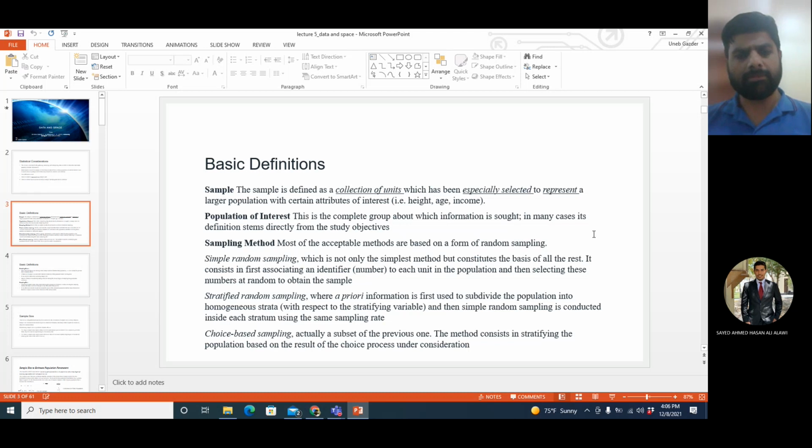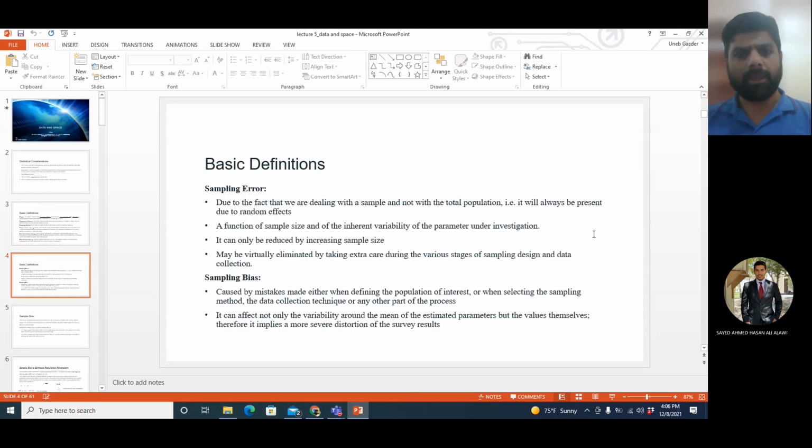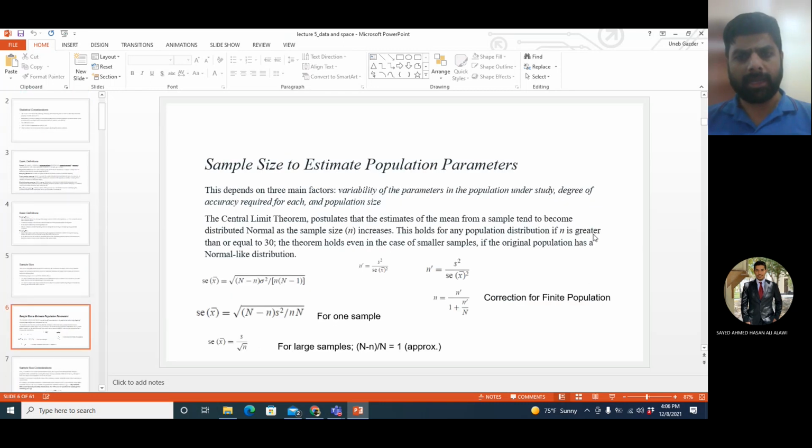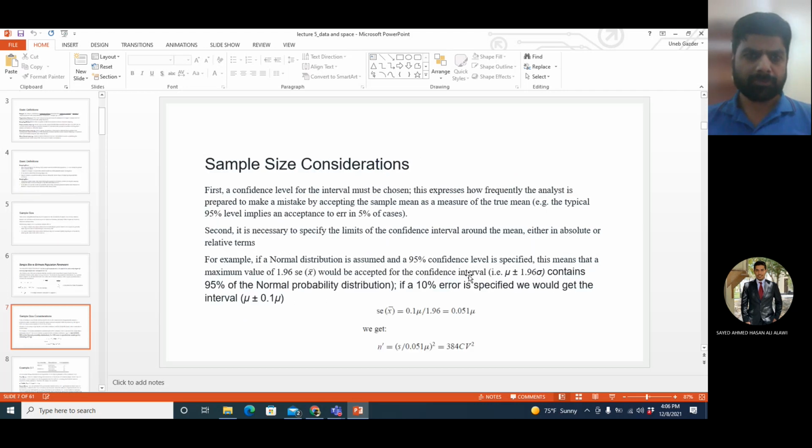Then we went through some basic definitions, sampling method. We discussed three types of sampling methods: simple random sampling, stratified random sampling, and choice-based random sampling. And we discussed sampling error, sampling size, and this is an equation for sampling size. And this is the correction for this equation. Then how can you calculate a sample size depending upon the confidence level and the percentage of error.